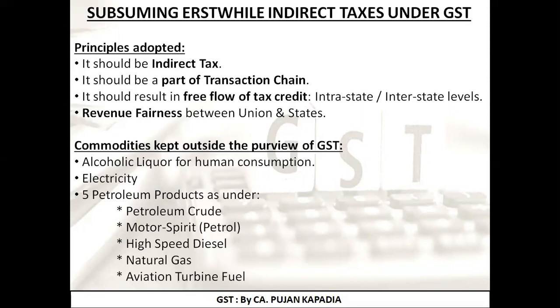There are basic commodities which are kept outside the purview of GST, which means GST is not applicable on these products, which include basically alcoholic liquor for human consumption, electricity, and 5 petroleum products.